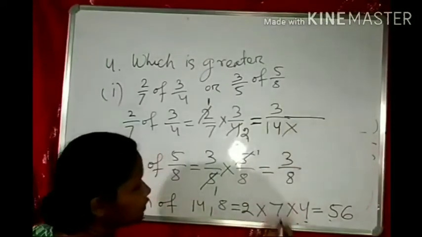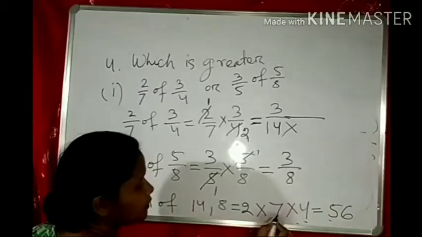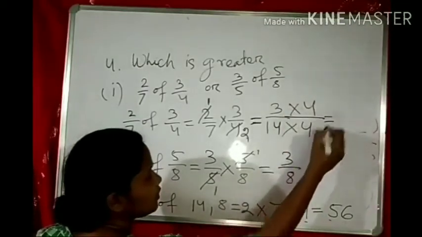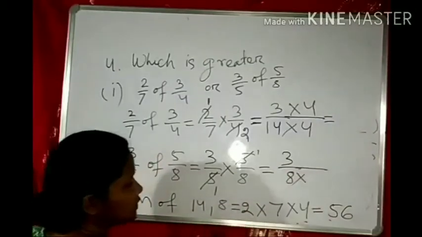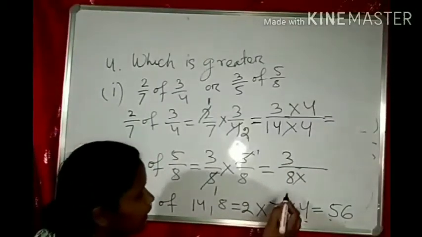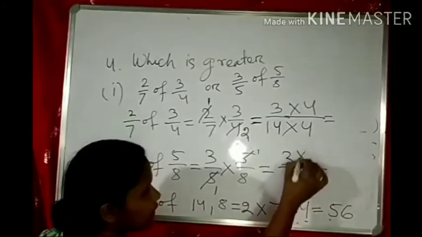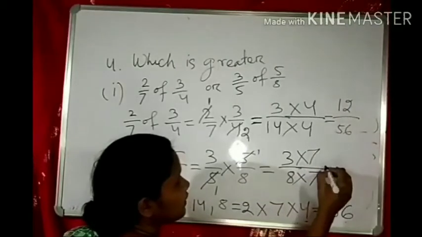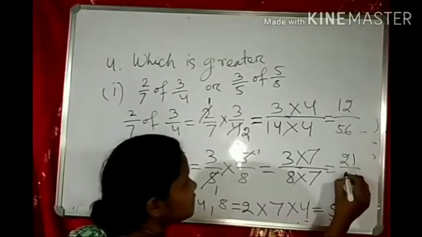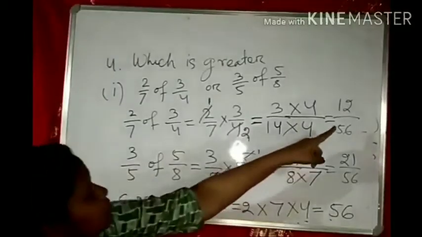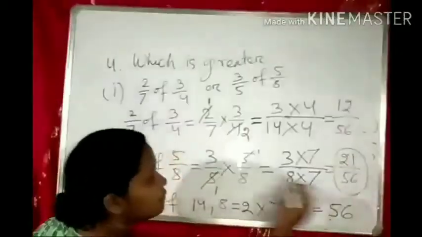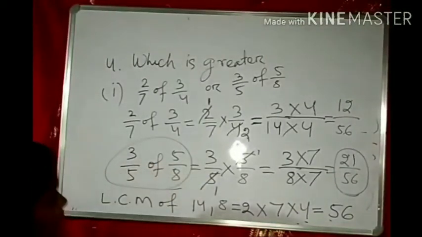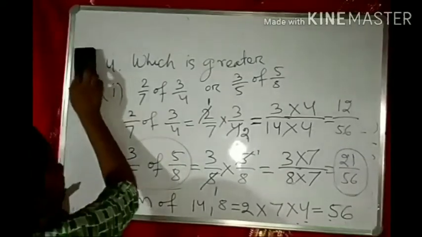Now convert into like fractions. What will you multiply with 14? 14 into 4 equal to 56, so 3 into 4 is 12 by 56. For 8, 8 sevens are 56, so 3 into 7 is 21 by 56. Now you can know which one is bigger. This 21 by 56 is the greater number. So 3 by 5 of 5 by 8 is greater. So what will you write as the answer?